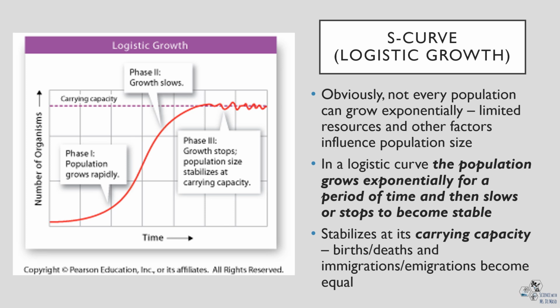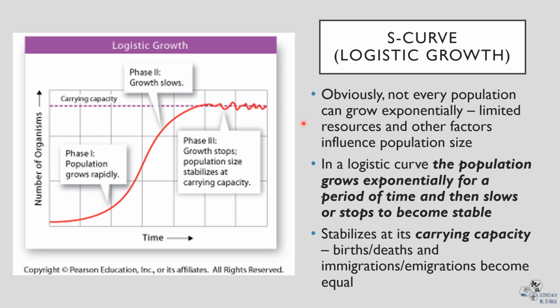The other type of growth curve that we see is the S-curve, or logistic growth. So it's not growing exponentially, it's growing logistically. Now, this is more of the realistic growth pattern of organisms. Not every population is going to have unlimited resources all the time. There's almost always going to be a limiting factor to their growth.